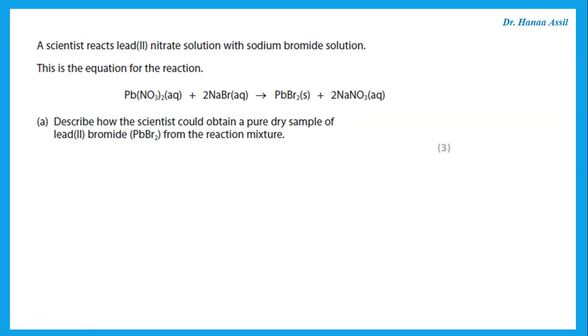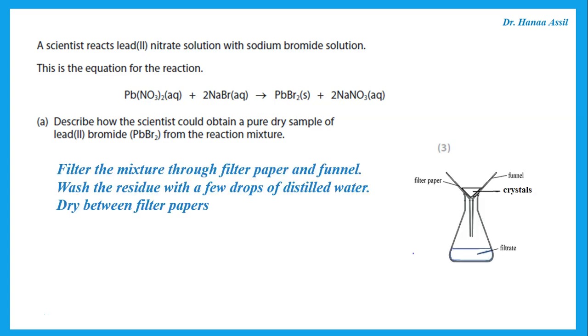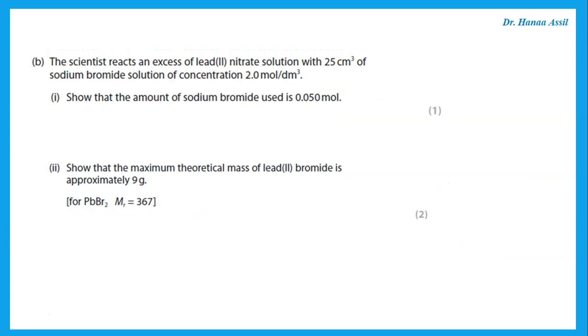So describe how the scientist could obtain a pure dry sample of the lead bromide from the reaction mixture. We already added lead nitrate to sodium bromide and got a precipitate. What should we do next? Filter through filter paper and funnel, wash the residue with a few drops of distilled water, dry between filter papers. This is the precipitation method for obtaining a salt.